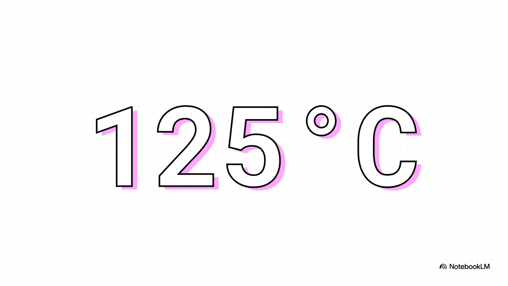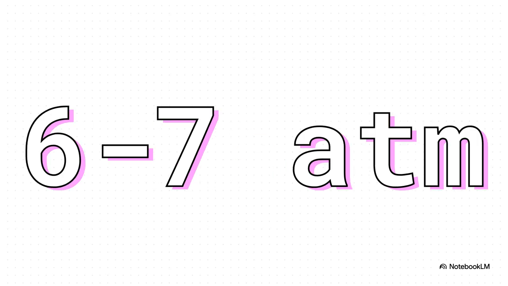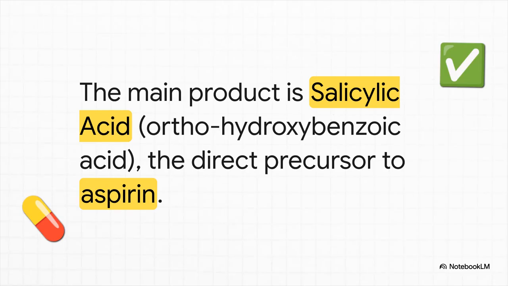First off, you need heat. And we're talking about 125 degrees Celsius. This gives the molecules the energy they need to get moving and get ready to react. And here's the other big one, you also need some serious pressure, about 6 to 7 times the normal atmospheric pressure you're feeling right now. This is what literally forces the carbon dioxide, which is a gas, to get in there and interact with the other ingredients. So you mix your ingredients, you apply all that heat and pressure, and what do you get? You get the star of the show, ortho-hydroxybenzoic acid. Now that is a mouthful, so we all know it by its much more common name, salicylic acid. And this is the direct precursor to aspirin.